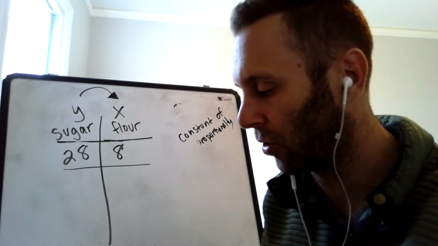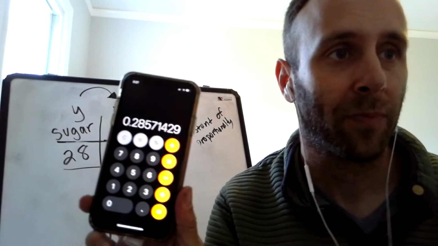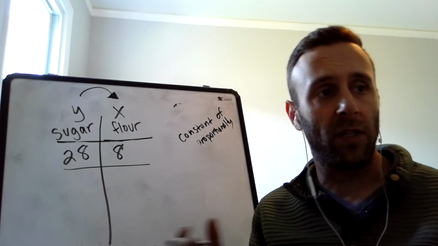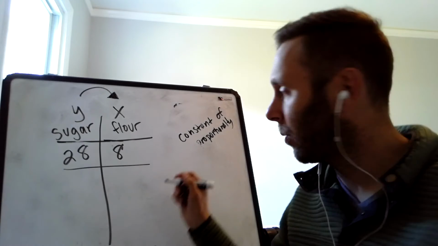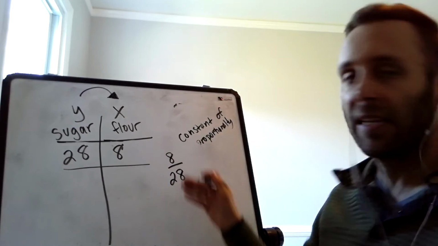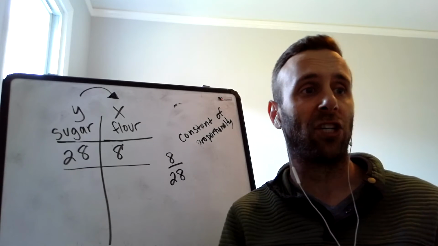Let me do it again just to make sure it's right. 8 divided by 28. Yeah, I don't love that. So you can leave it as that. When you do the division, that's a fraction. So 8 divided by 28, there's actually nothing wrong with just leaving it. That's the constant of proportionality. You're actually multiplying by that fraction, 8/28.